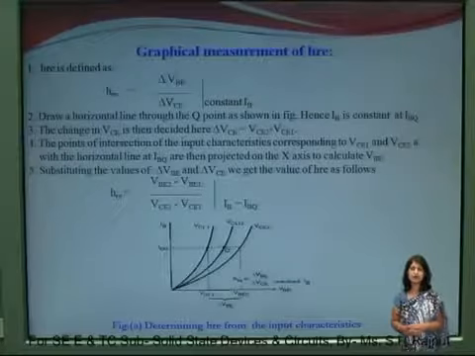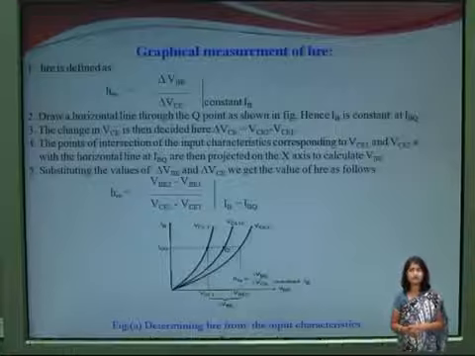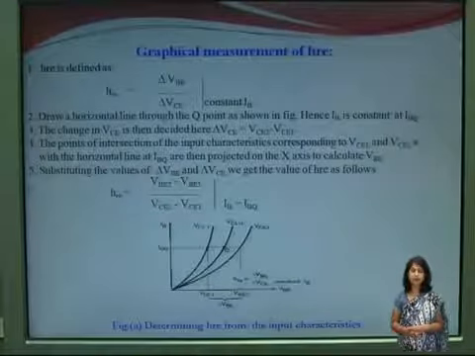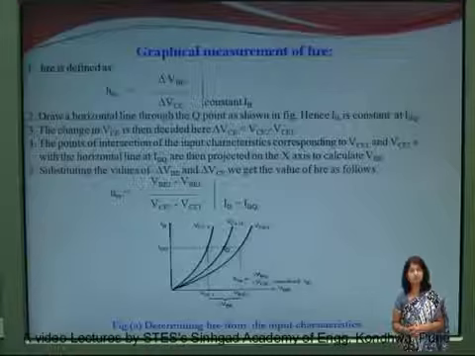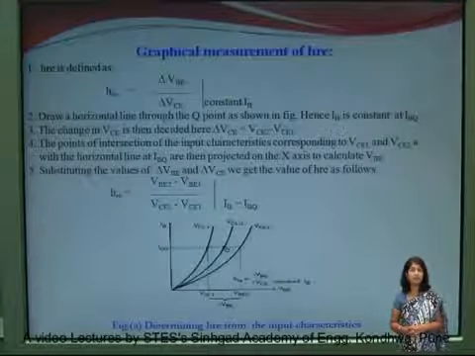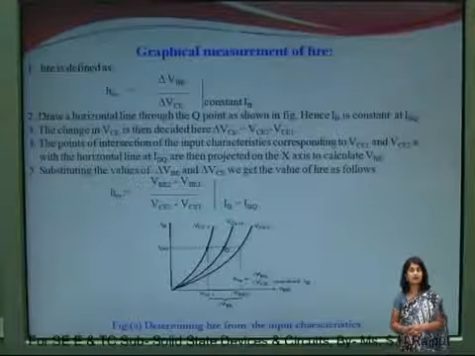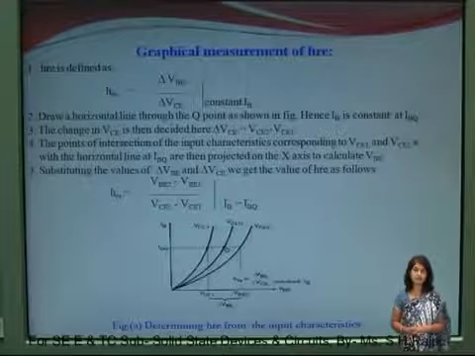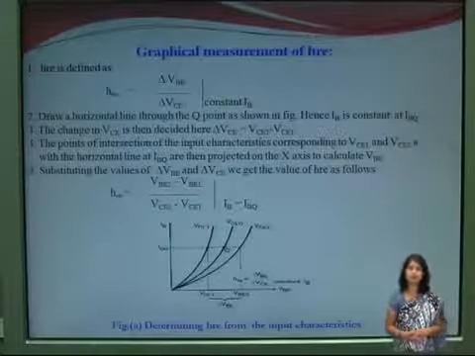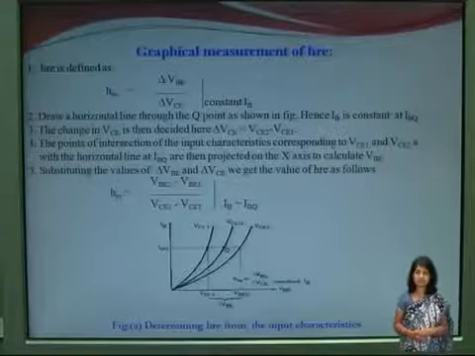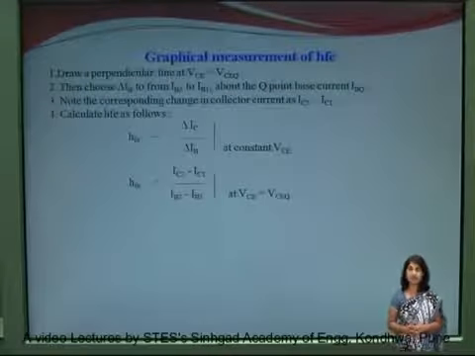If I get over here, hre is equal to VBE2 minus VBE1 divided by VCE2 minus VCE1 at IB equal to IBQ, then here hre value can be easily obtained. In a similar way, now the remaining two parameters which have to be calculated are hfe and hoe.